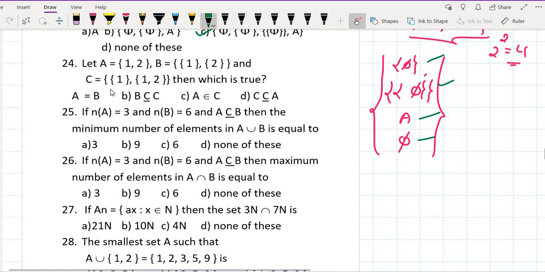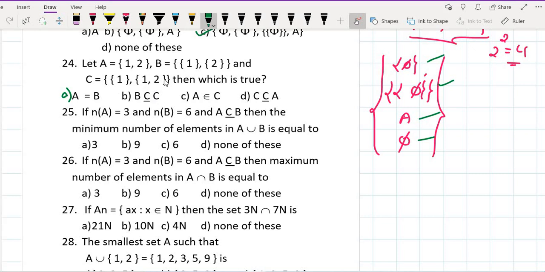Consider question number 24. Let A equal the set containing 1, 2, B equal the set containing set 1, set 2, and C the set containing set 1 and set 1, 2. Then, which is true? Consider the first option, A equal to B. It is clear from the statement that A is not equal to B, correct? A is the set with elements 1, 2. B is different because the first entry is set 1, the set containing 1. So, A and B are not equal.